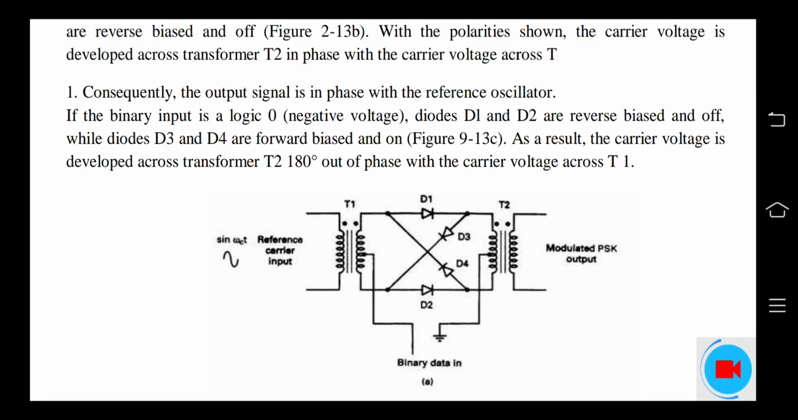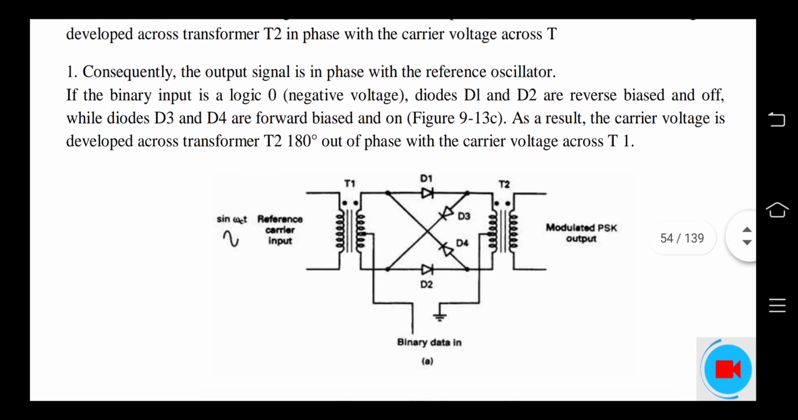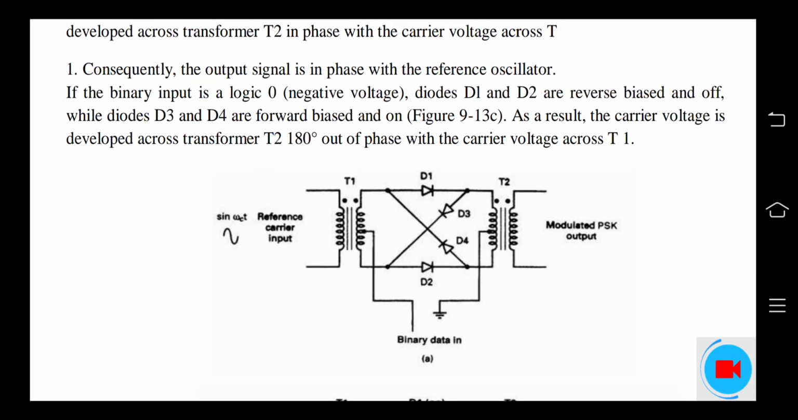It acts as a reverse. So the output signal is in phase with the reference oscillator. Simply it acts as a bridge. And if the binary input is logic 0, whereas previously the binary input was logic 1, diodes D1 and D2 are reverse biased and off, and diodes D3 and D4 are forward biased. So it is the opposite direction, and the result will be displayed.